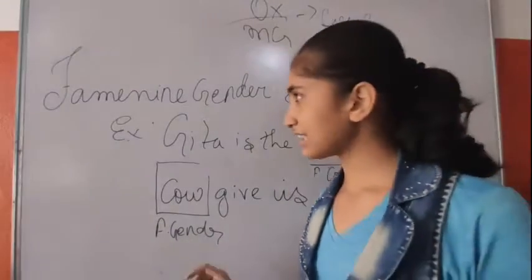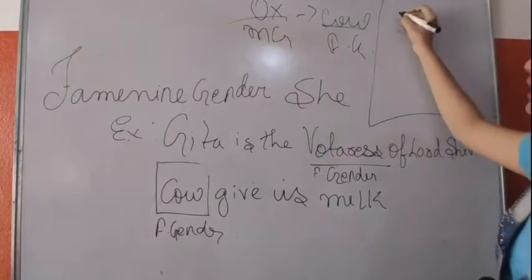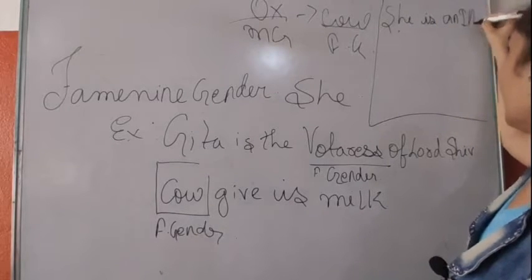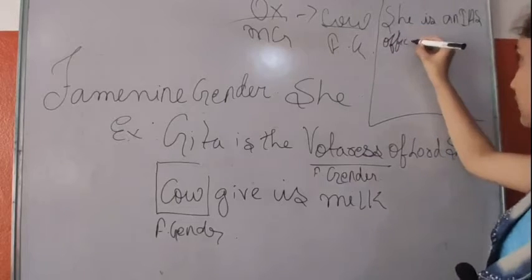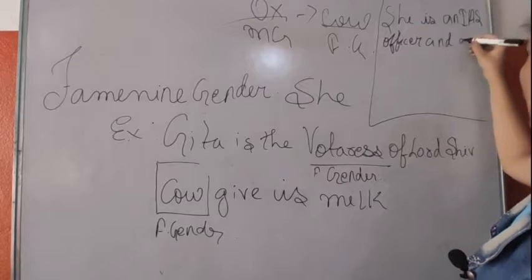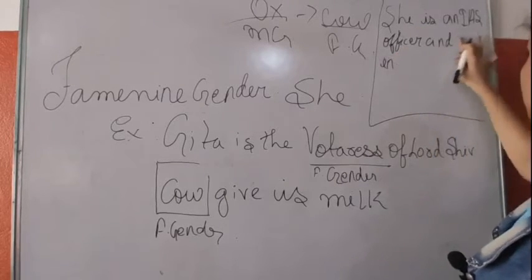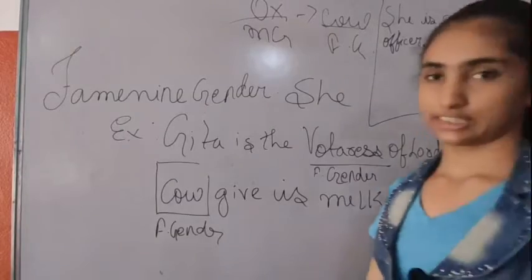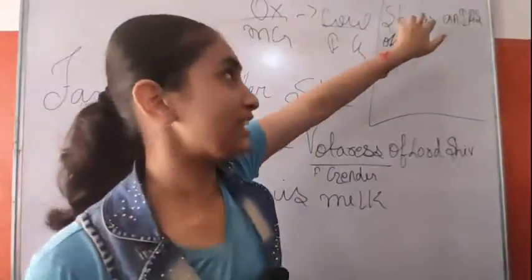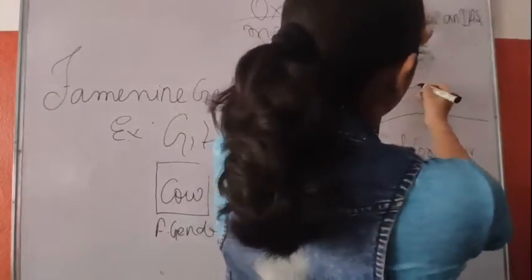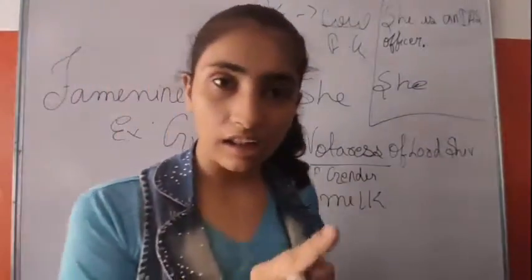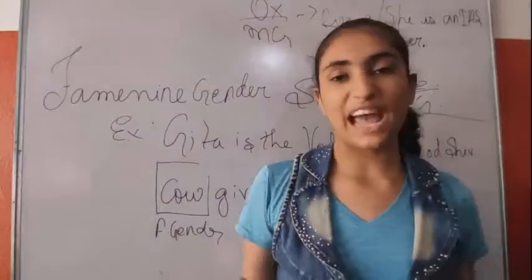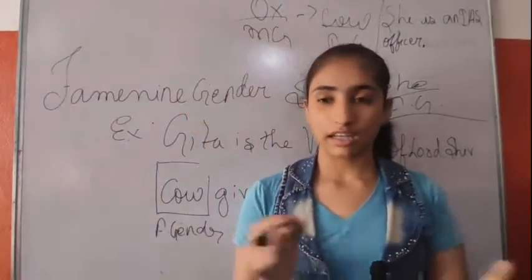Now take one more example. She is an IAS officer. When I have put she over here, then you can easily identify that yes, there is a girl who is an IAS officer. So she is used as a feminine gender. I hope that all doubts related to the feminine gender are clear to you all.